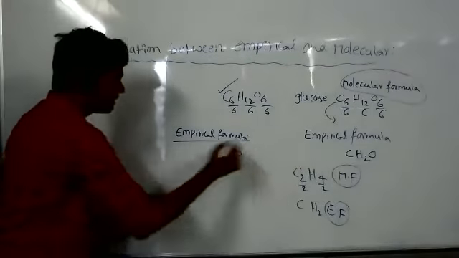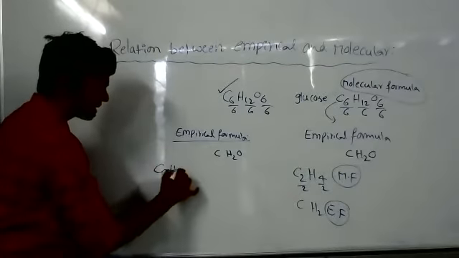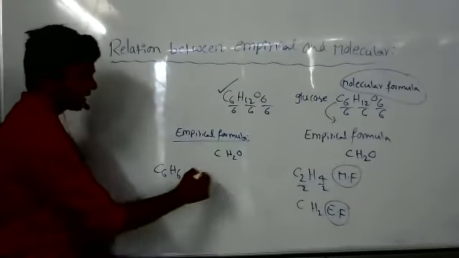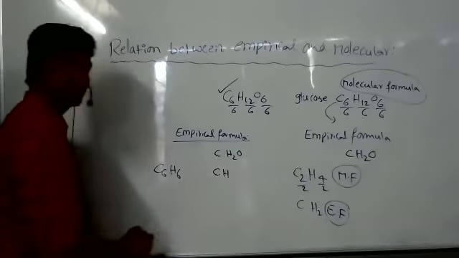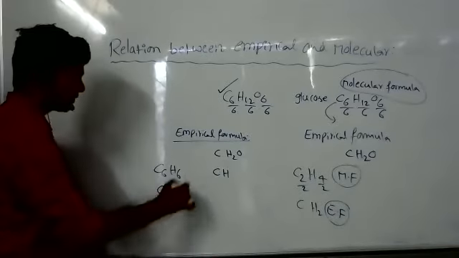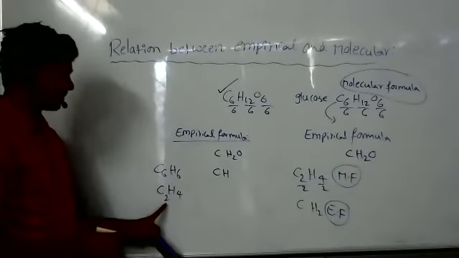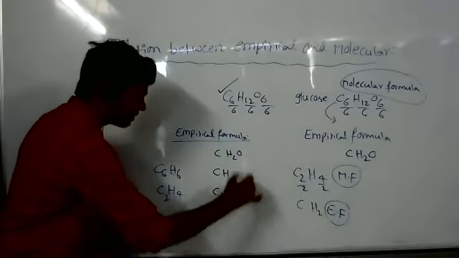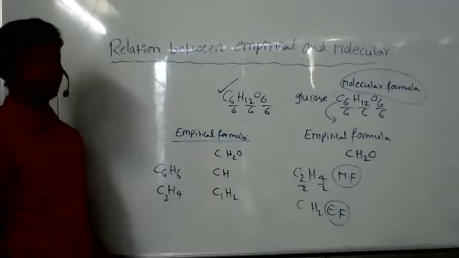Like benzene I gave. Benzene formula is C6H6. Simplest ratio is 1:1 only. So, CH. Sorry, C2H4. Simplest ratio is 1:2. So, C1 H2. So, these are the empirical formulas.